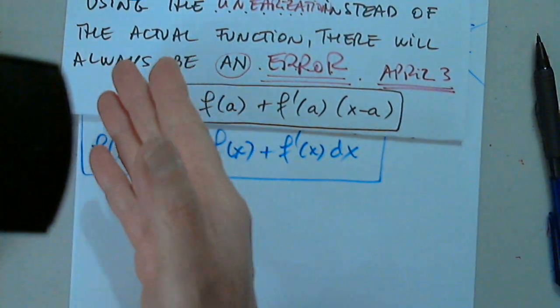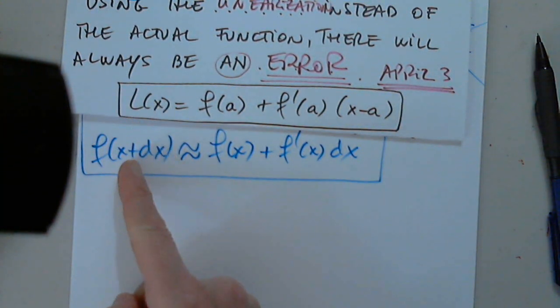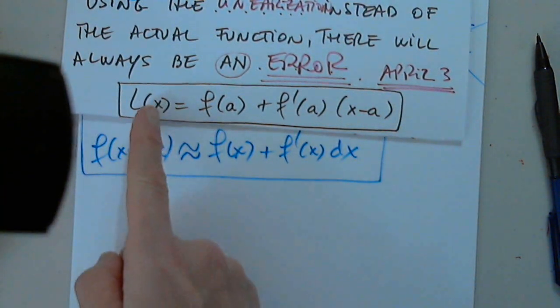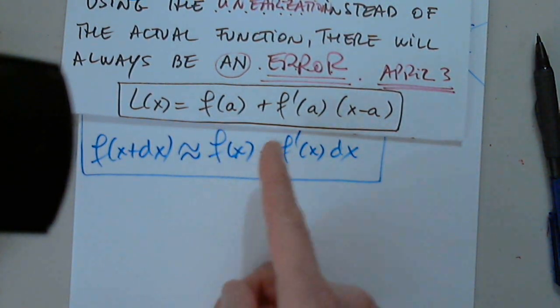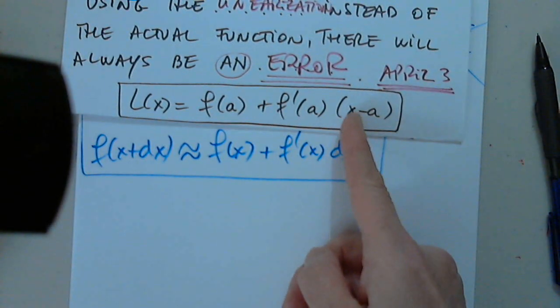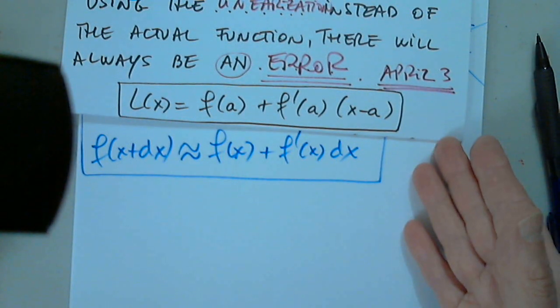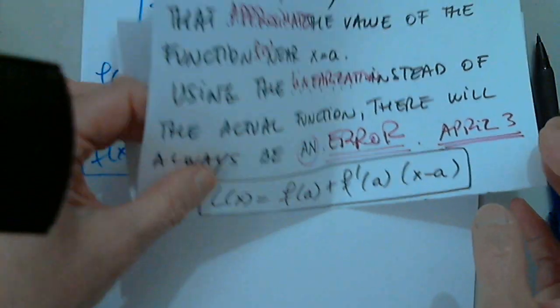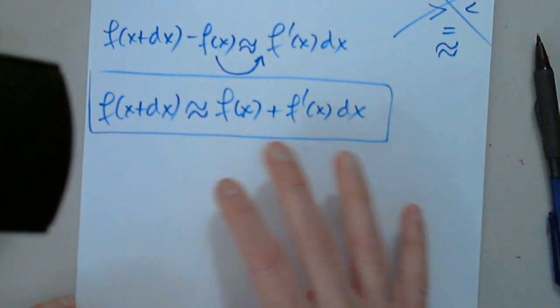Here it's the equal symbol because we named this L of x. But this is what we are looking at in the approximation. This is the f of x or f of a. This is f prime of a or f prime of x. And this is the minor difference in x, dx. So it's exactly the same thing. Now, what do we do with this? What is this all about?